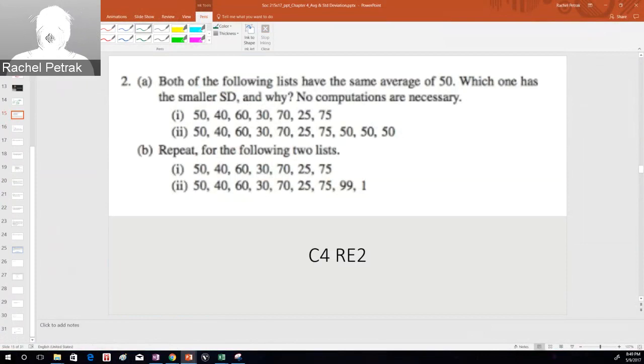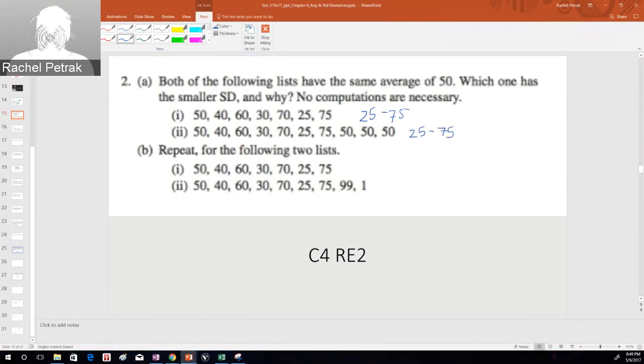All right. So now we have two lists that have the same average of 50. Which one has the smaller standard deviation and why? Let's not do any computations, okay? I'm looking at this first one, and the first thing I'm going to look at is the range of scores here. The range of scores looks like it goes from 25 to 75. And what's the range on this next one? A low of 25 to, again, a high of 75.